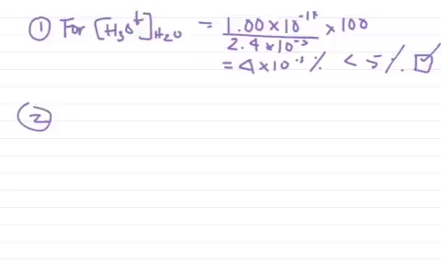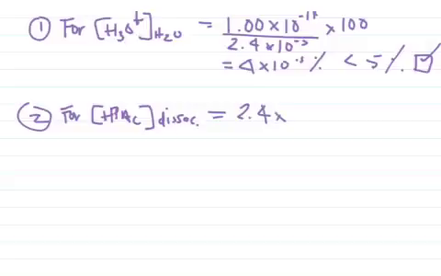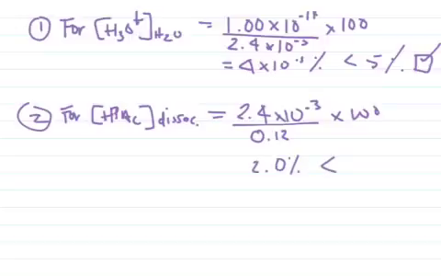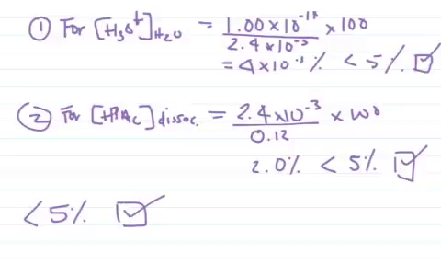Our second assumption is for HPAC, for dissociation, and we're going to take our molarity that we found all over the molarity of what we started with, times it by 100, and we get 2.0%, which again is less than 5%, so we are justified. Remember, we're using the 5% rule, so if it's less than 5%, it is going to be valid.